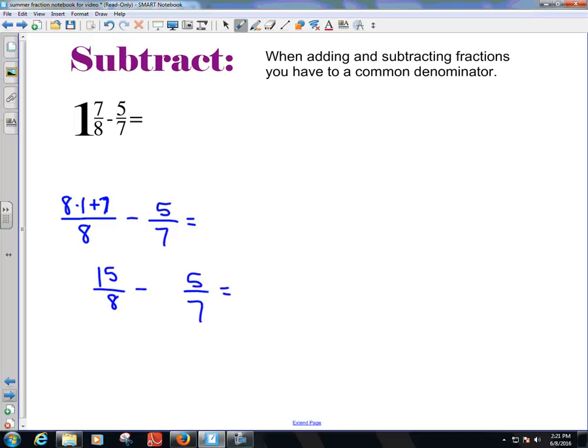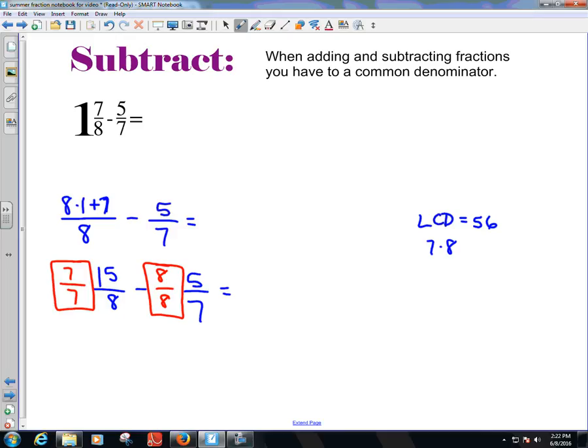And we said that our common denominator was going to be 56. Our lowest common denominator is 56, and 56 is 7 times 8. That's how we got that. So I'm going to come over here and say, well, in order to get the denominator for this fraction to be 56, I need to multiply the denominator by 7. And if I multiply the denominator by 7, I have to multiply the numerator by 7. And for this fraction, in order to make the denominator become 56, I need to multiply it by 8. And if I multiply the denominator by 8, I need to multiply the numerator by 8.